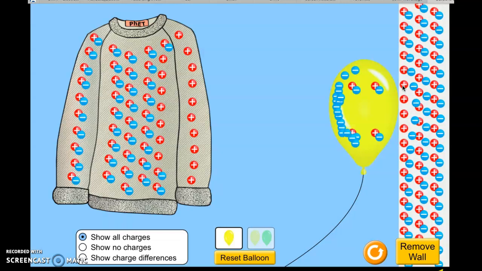This is why uncharged objects are still attracted to charged objects. And this is why you could take this balloon and pick up little bits of paper with it or something, even though the papers have no charge on them. Uncharged objects are attracted to charged objects.